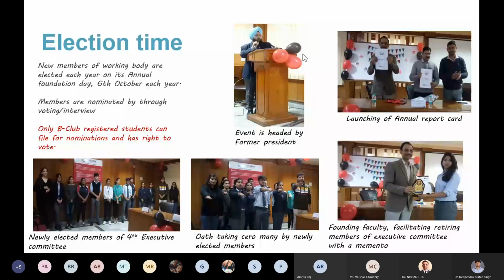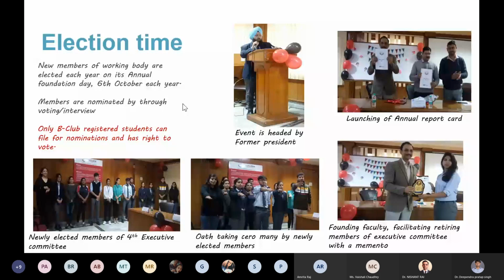Then the new members are elected, and these members are nominated through a voting or interview session. In the voting and interview, only registered Biopreneurs Club members are eligible to file nominations for these executive memberships and posts, and only Biopreneurs Club members have the right to vote.